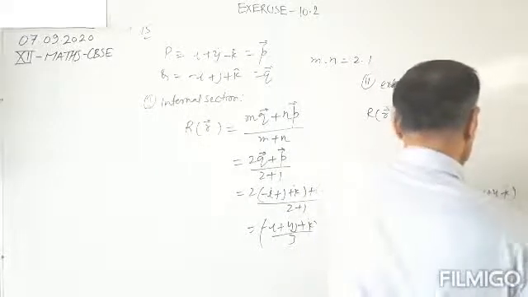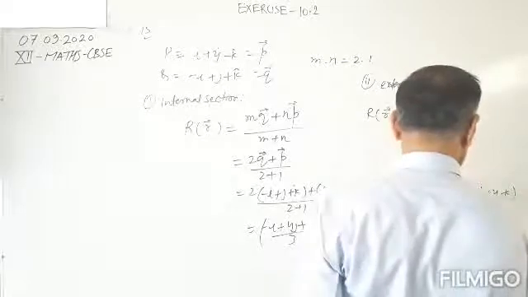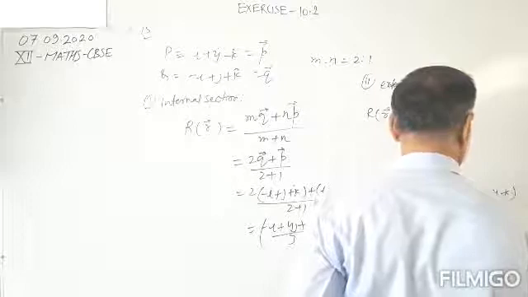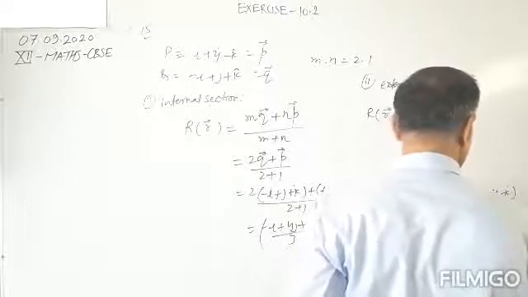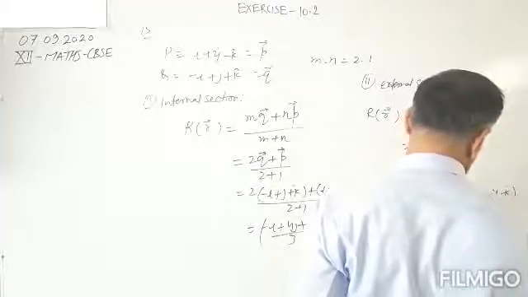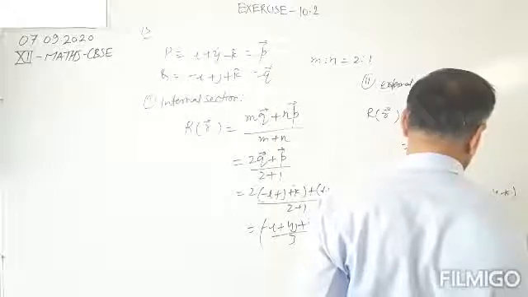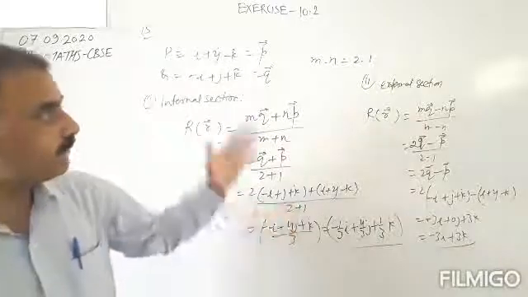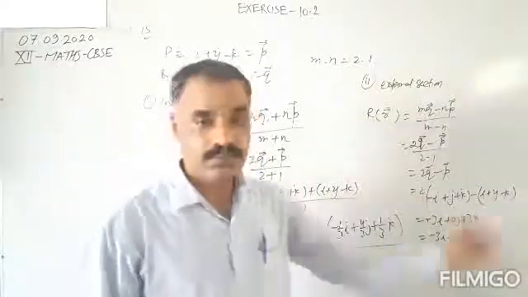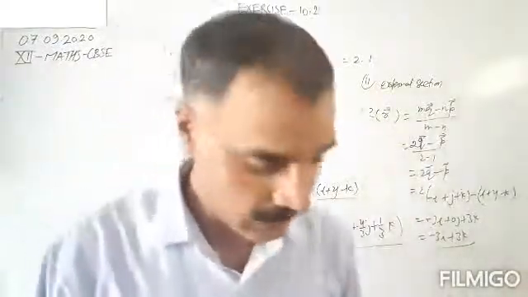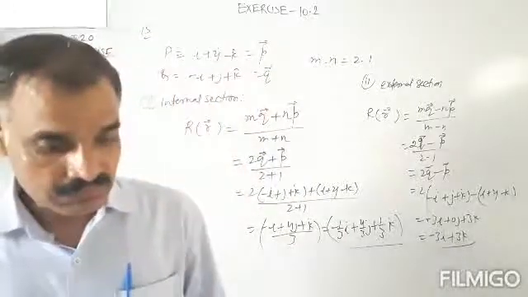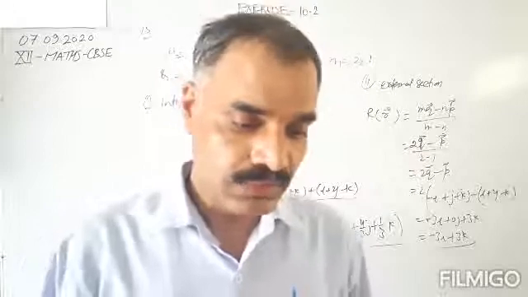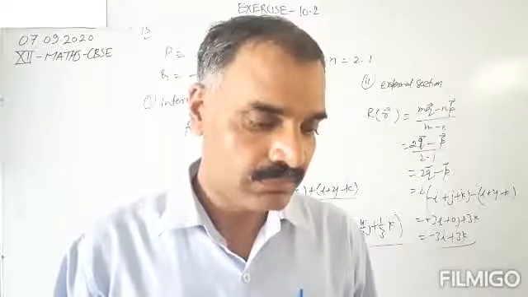After solving this, we will have minus 2i minus i, that is minus 3i, plus 2j minus 2j, that is 0j, and plus 2k plus k, that is plus 3k cap. So this is equal to minus 3i cap plus 3k cap. This is the position vector of point R when it is external section. Okay, so this was question number 15. Now we will take question number 17.